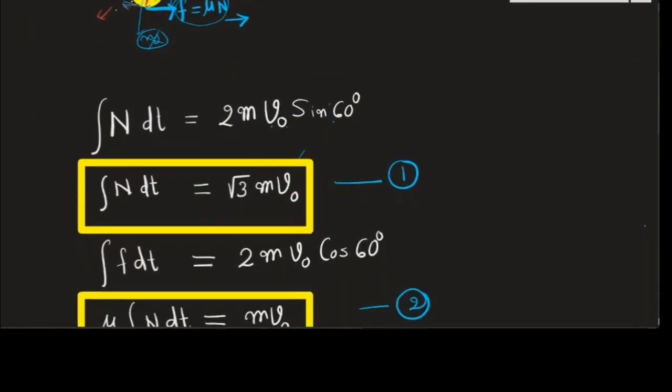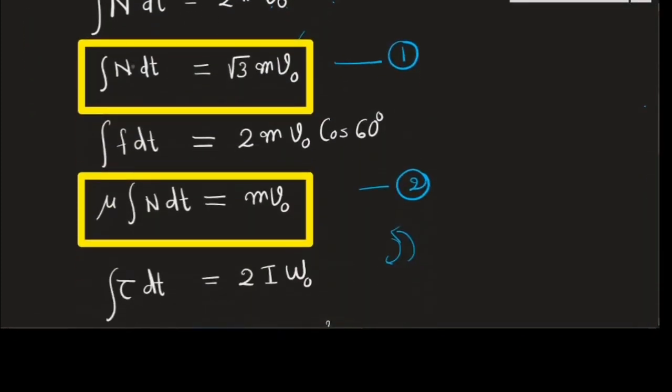We have obtained equation number 1 and equation number 2. If you divide equation number 2 by equation number 1, then I can get mu equal to this divided by this, which is equal to 1 by root 3. Mu is equal to 1 by root 3, that we obtain. This is possible only for the 60 degree angle given. Dividing equation 2 by 1, we got mu must be equal to 1 by root 3.